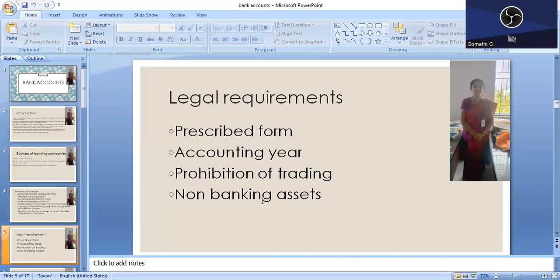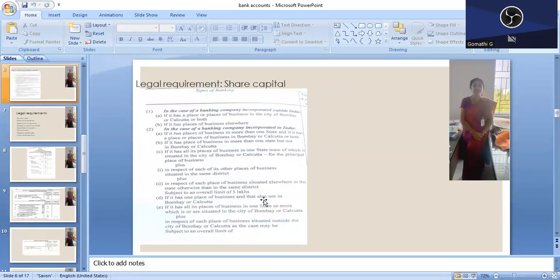Then next one is non-banking asset. A banking company may take possession of a certain asset charged in its favor on account of failure of the debtor to repay the loan in time. A banking company cannot hold any immovable property, however acquired, except for its own use, for any period exceeding 7 years from the date of acquisition. Gain or loss on sale of such an asset has to be shown separately in the profit and loss account of the banking company.